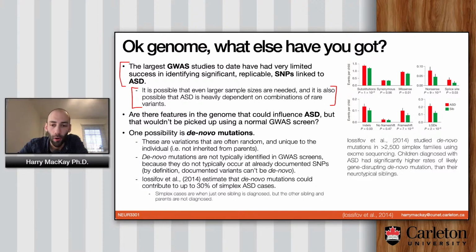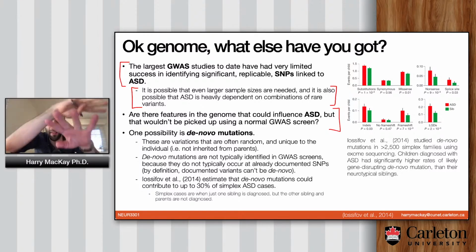And what's more, there could be features that influence ASD that you would not be able to pick up using a normal GWAS screen. Remember that GWAS studies can only really look at SNPs. They can maybe a little bit address copy number variations and indels, but for the most part, they're really just made to look at SNPs. And they're made to look at common SNPs that we all already know about. They can't discover new SNPs. They can't discover major rearrangements of the genome.